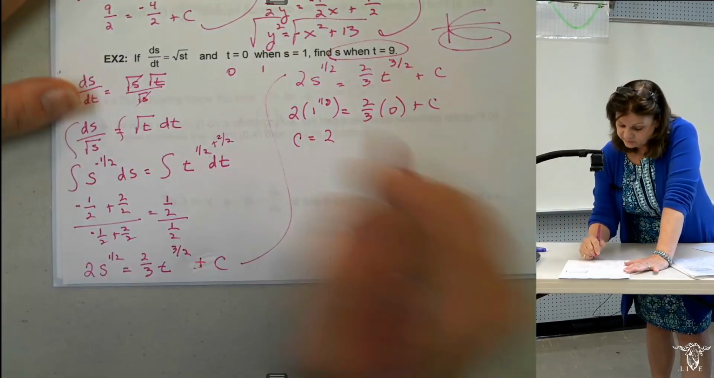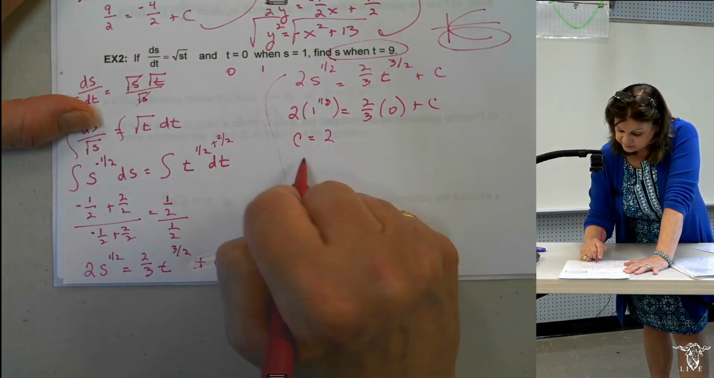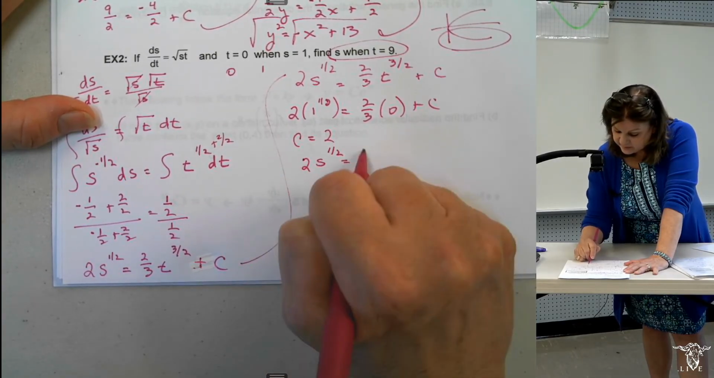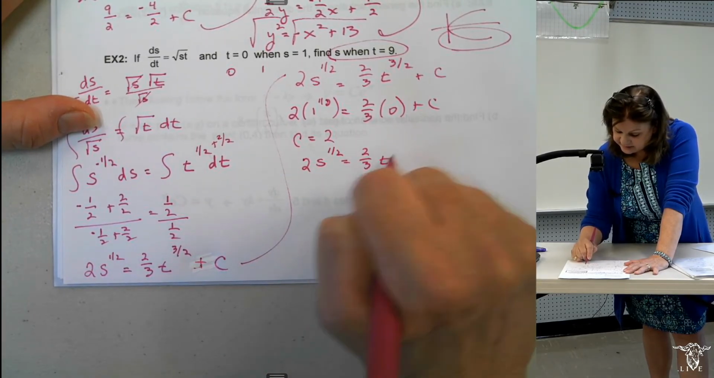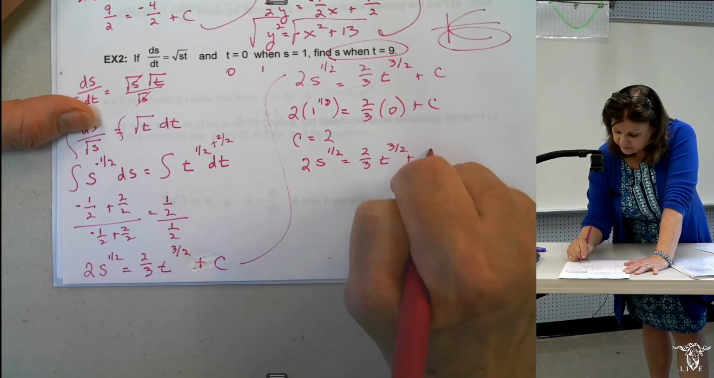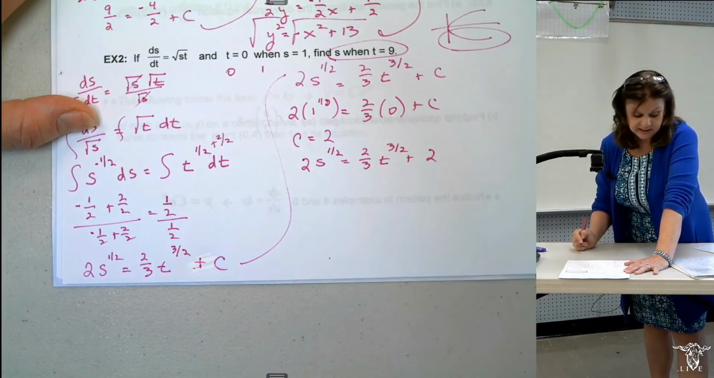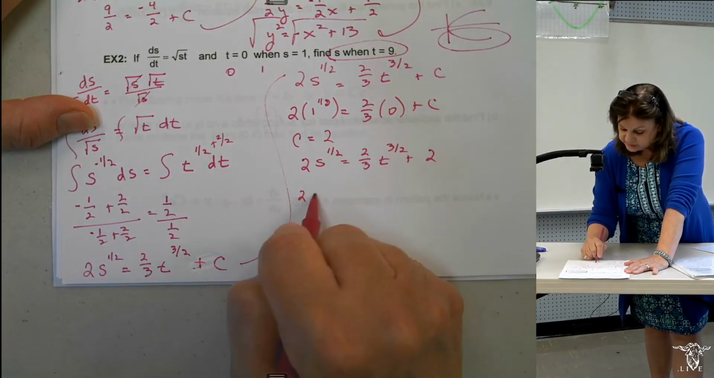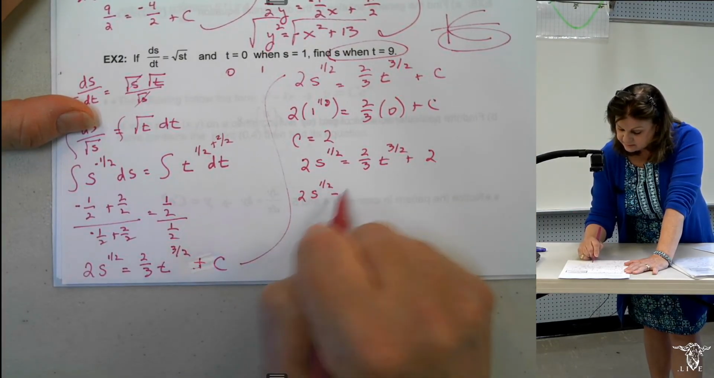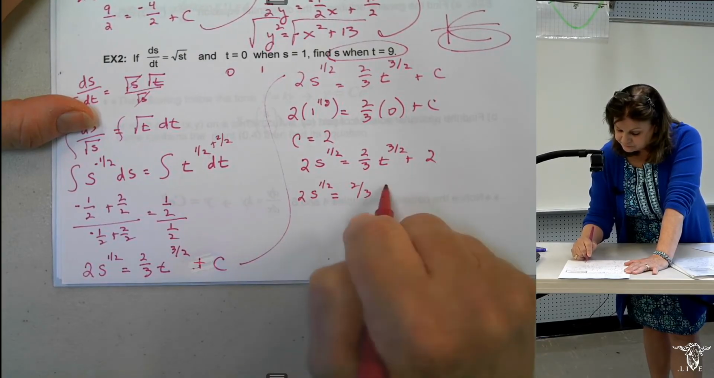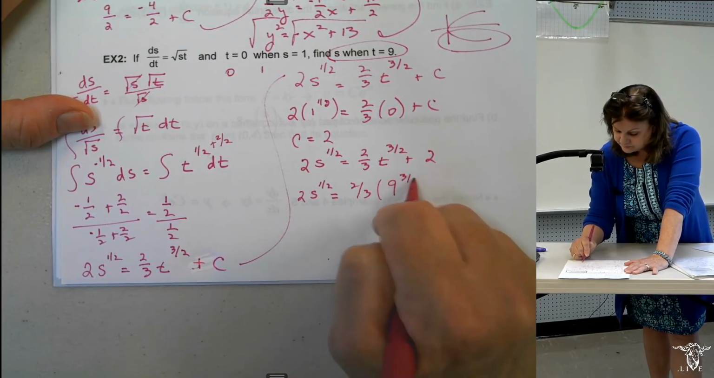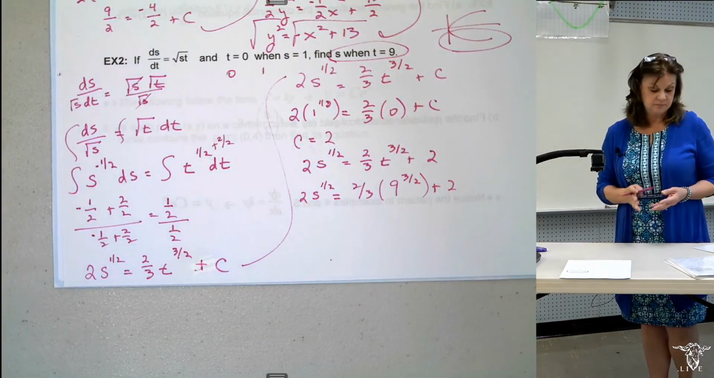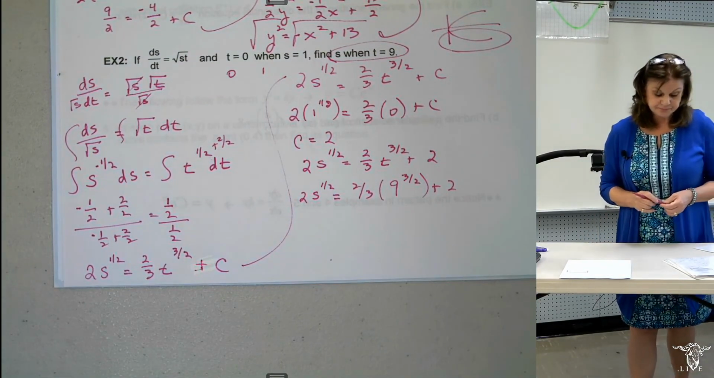I think at this point we're probably going to have to shut down. Let me write the function real quick. So we have 2s to the 1/2 is 2/3 t to the 3/2 plus 2. And now what is the s value when t equals 9? Of course, you're just going to plug in nine for t.